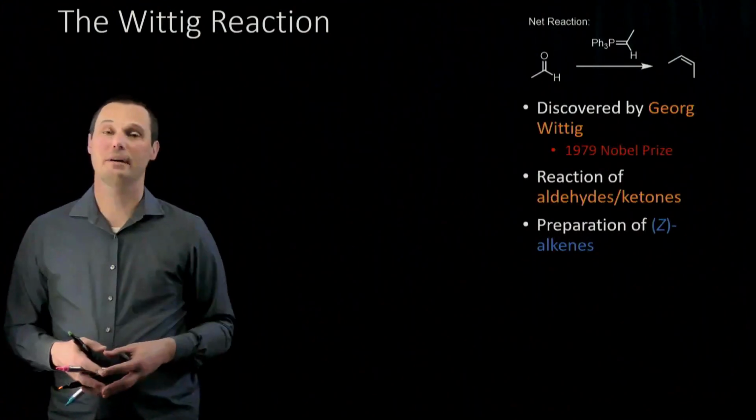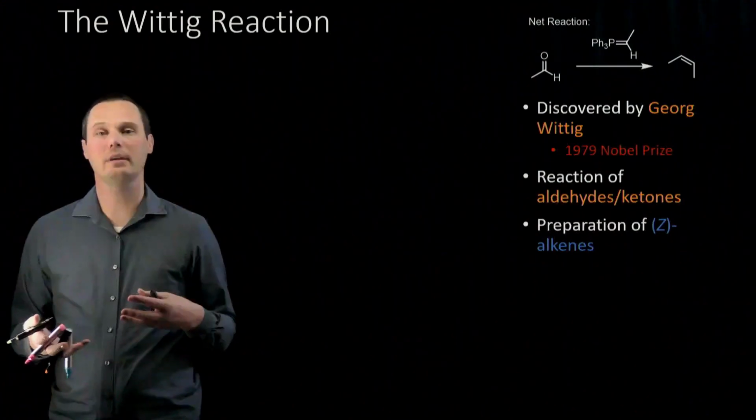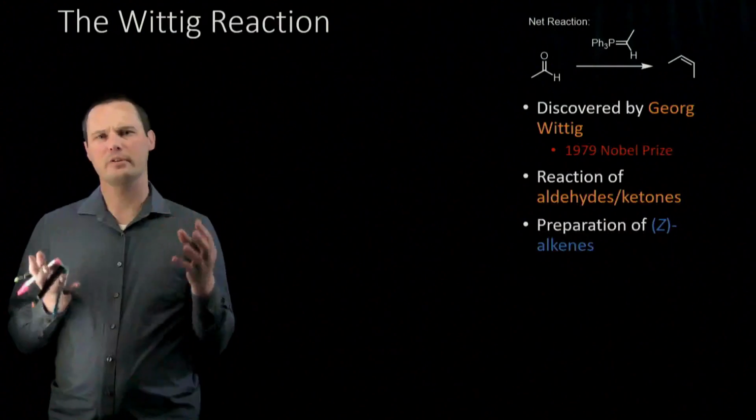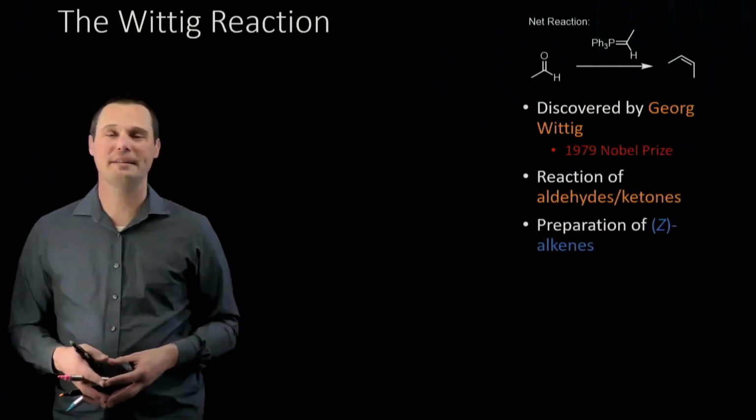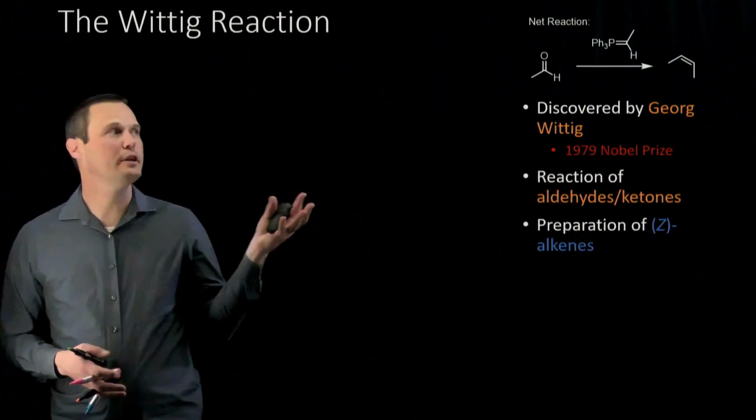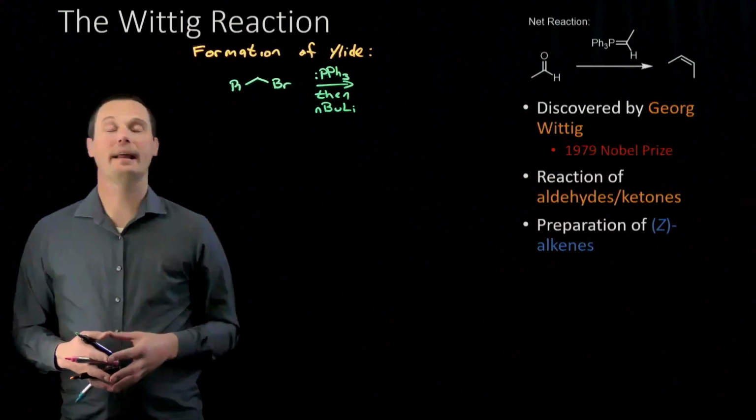Over the years since its discovery, there have been modifications and improvements to the Wittig reaction to make preferentially E-alkenes, or to work better with ketones, or to explore some of the other nuances of the Wittig reaction that are a bit beyond the scope of this video. Today, we'll deal with the classic form of the Wittig reaction, with the unsubstituted ylide forming the Z-alkene. Before we get into the Wittig reaction itself, let's take a second to look at how to form the ylide.